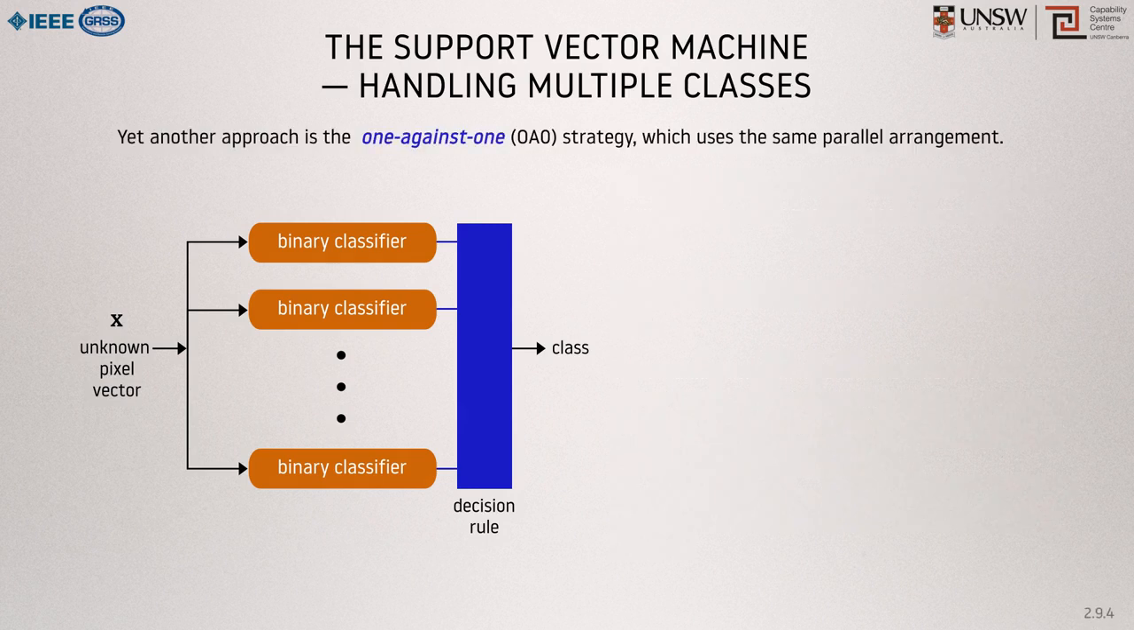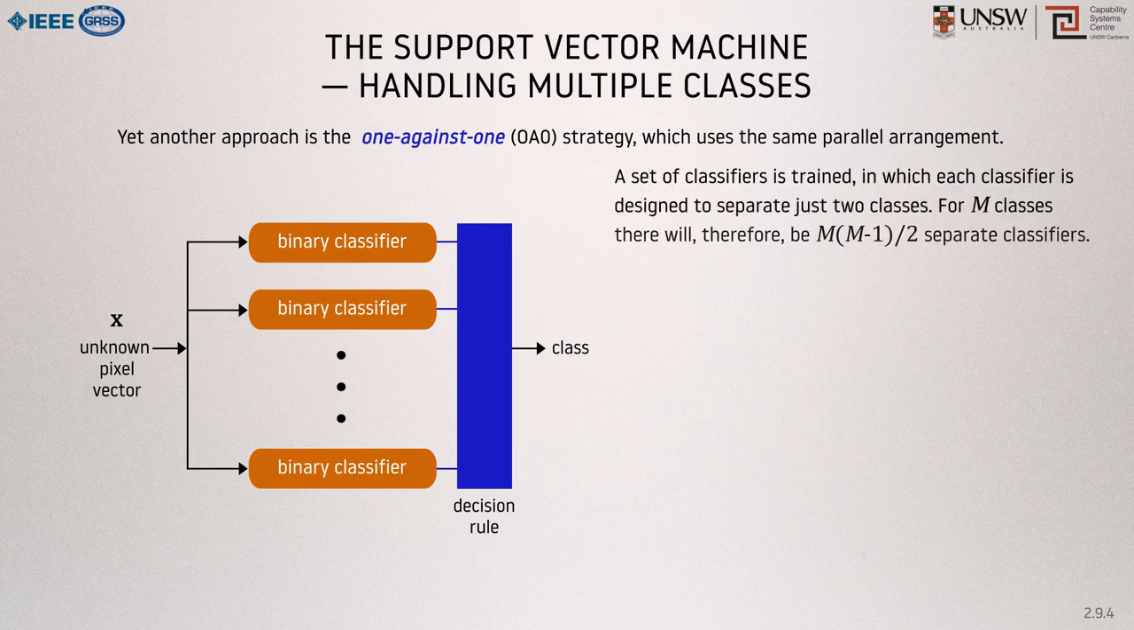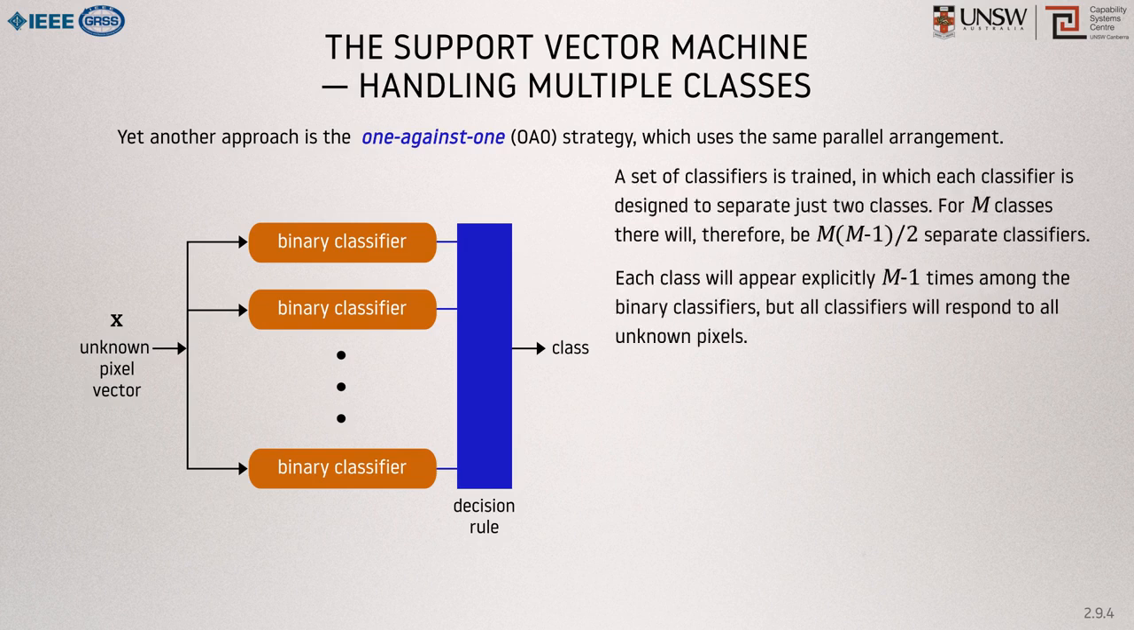Another approach is the one against one strategy. The topology is the same as in the one against all approach of the previous slide, but here each classifier is trained to separate just two of the set of classes. All class pairs are implemented so that m(m-1)/2 separate classifiers are needed.